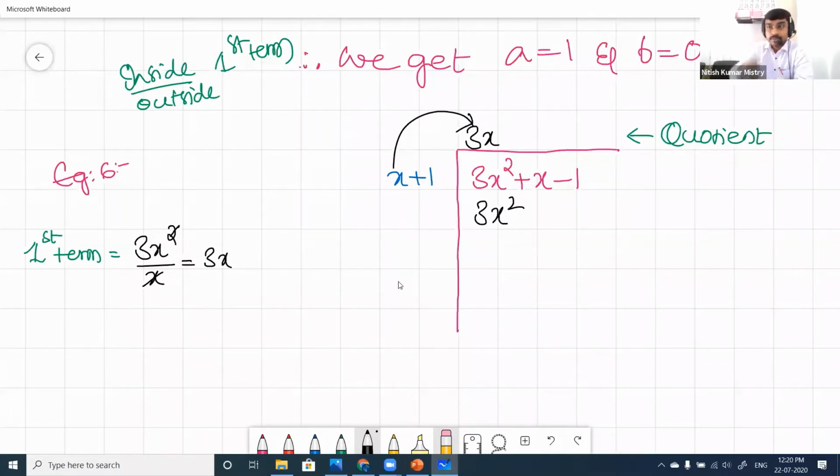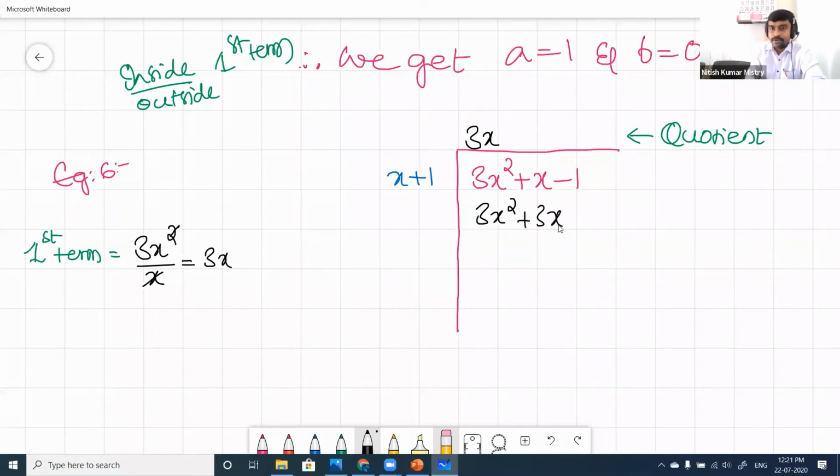Now the second term will be changed. Which second term? Not the second term of the quotient. The second term here. x into 3x is over. Next is plus 1 into 3x. So plus into plus is plus. 1 into 3 is 3. 1 into x is x. So here we did not get the same term. Here we have plus x and here we have plus 3x. So generally what we do after getting this is subtract, right? So 3x square plus 3x.